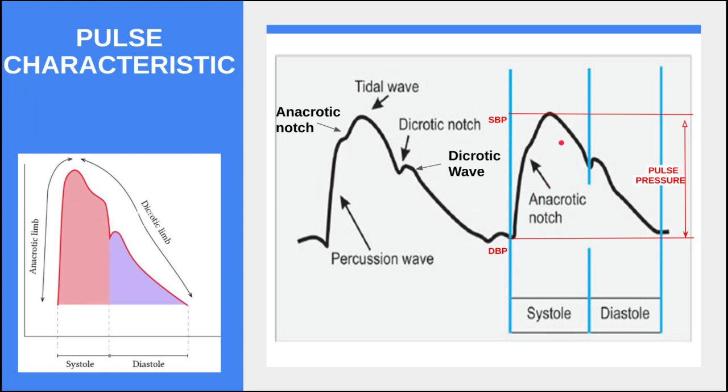And in a pulse, the height of the pulse is the pulse pressure, the top of the pulse corresponds to systolic blood pressure, and the baseline of the pulse corresponds to diastolic blood pressure. So the height of the pulse is the volume of the pulse or pulse pressure.